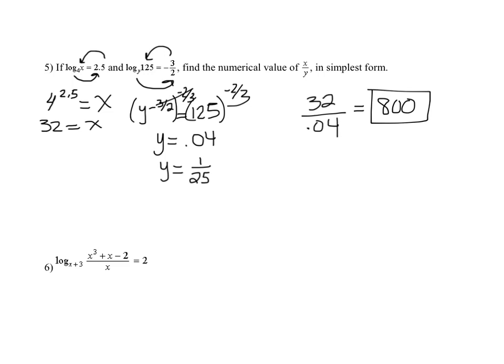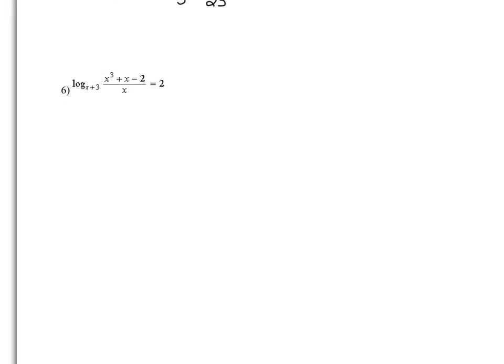Okay, I saved the best question for last. Now this question is a little bit trickier, but I just want to make some of you aware that the first step that I'm going to do is take this log and turn it into an exponential. So let's do that. X plus 3 gets raised to the second power, and that equals x to the third plus x minus 2 all over x.